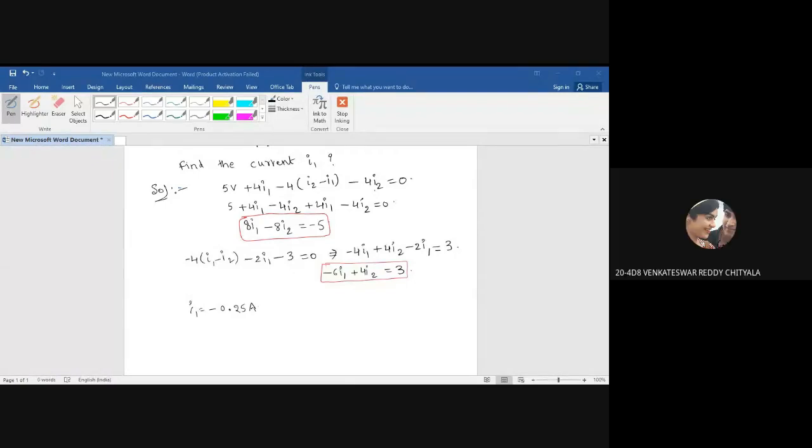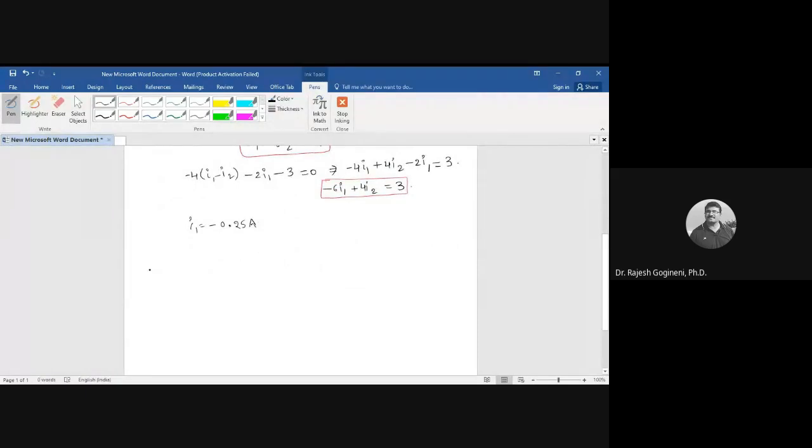Okay, so now I will give a similar kind of problem. You solve this one, which again consists of a dependent source.